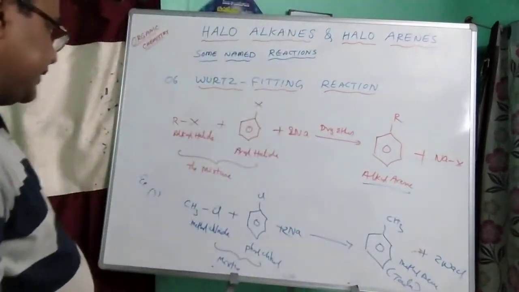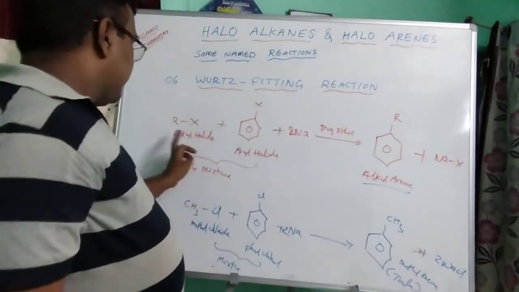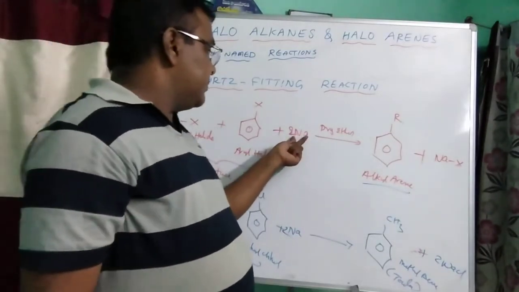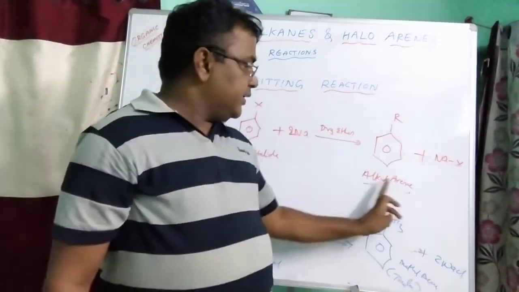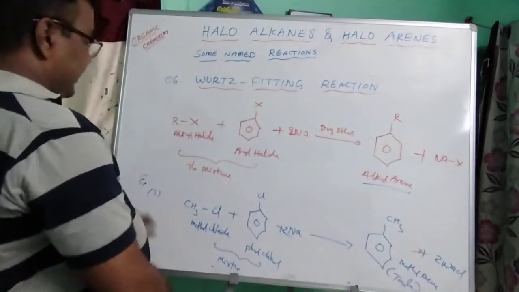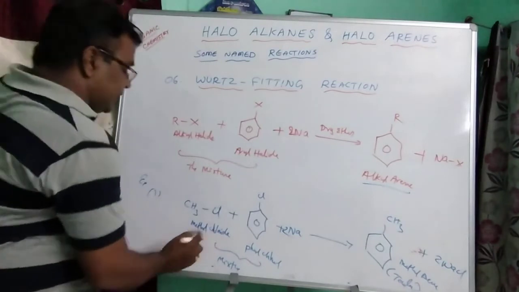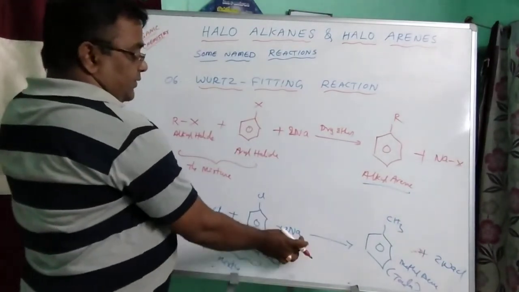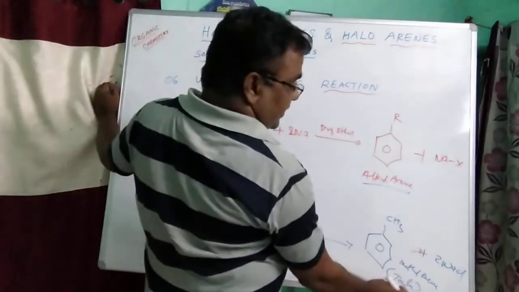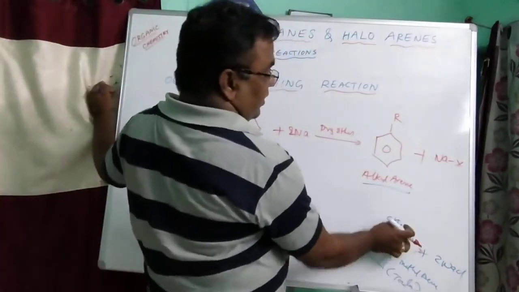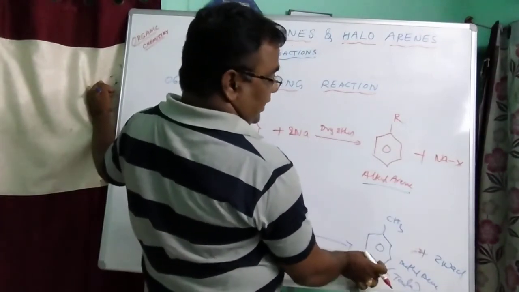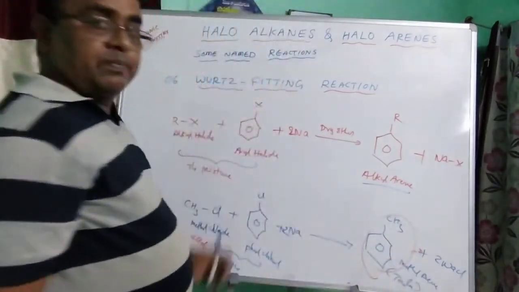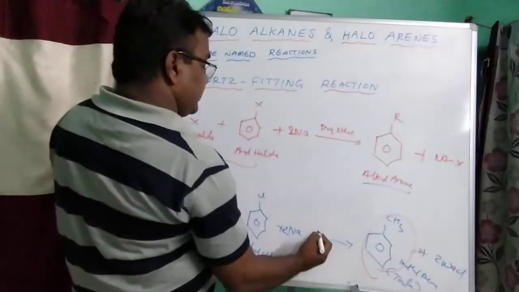So what is Wurtz-Fittig reaction? When the mixture of alkyl halide and aryl halide reacts with 2 moles sodium metal in presence of dry ether, it gives alkyl arene. For example, methyl chloride is the alkyl halide, phenyl chloride is the aryl halide, and they react with 2 moles sodium to give methyl benzene, that is toluene. Here methyl is the alkyl group and this is the aryl group. Alkyl arene and sodium chloride. So this is the example, with dry ether.